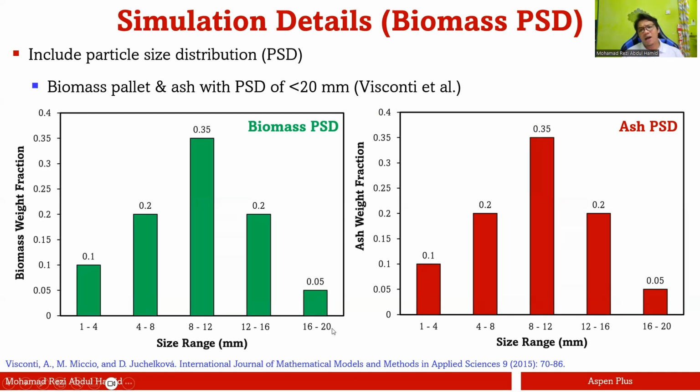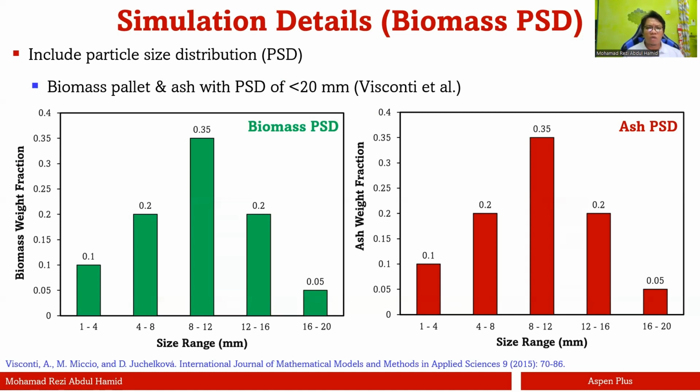Why this? Actually, in the paper, they don't really provide a particle size distribution. The only information they give is biomass pellet having a size less than 20 millimeters. But I decided to include a particle size distribution because I just want to add more detail and depth to the simulation. Ash also, I just assume having a similar particle size distribution. If you have a different particle size distribution, by all means, use it. I have no issues whatsoever. All right, I think that's pretty much it.